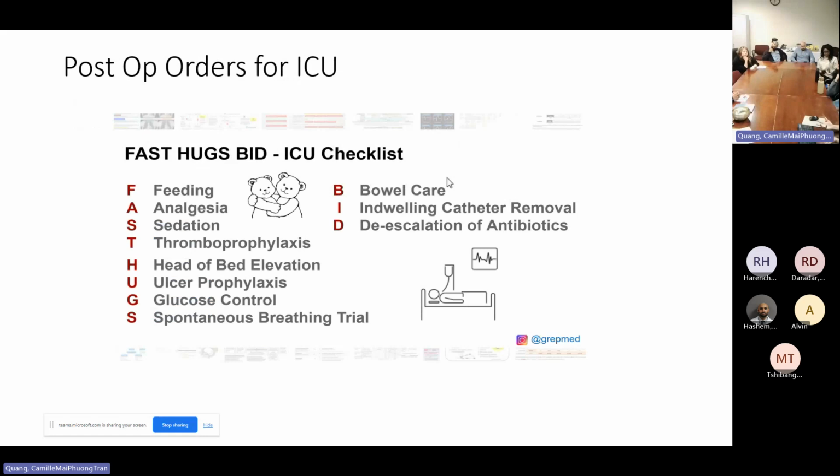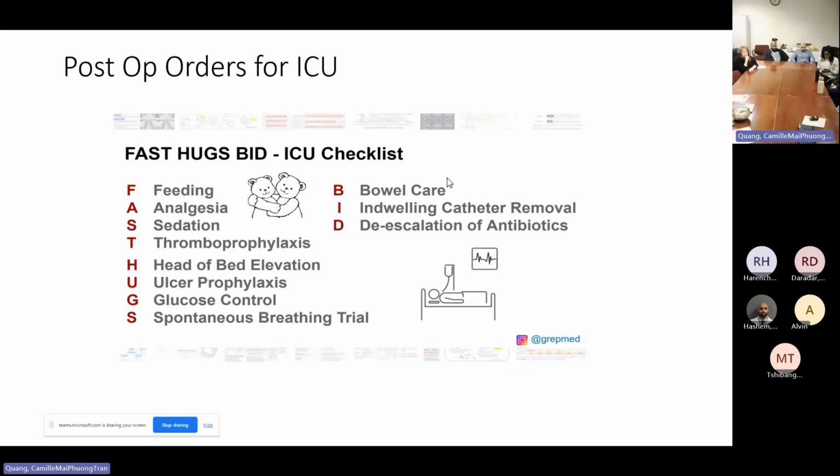When you send your patient to the ICU, I thought this was a silly picture, but I really liked how they laid out the mnemonic for you guys. When you're putting in your ICU orders, these are all the things that you need to consider. Feeding: how are you feeding the patient? Are they getting PO intake? Are they getting TPN? Analgesia: pain medicine. Sedation: do they need sedation? Are they intubated? Do they need fentanyl, propofol?